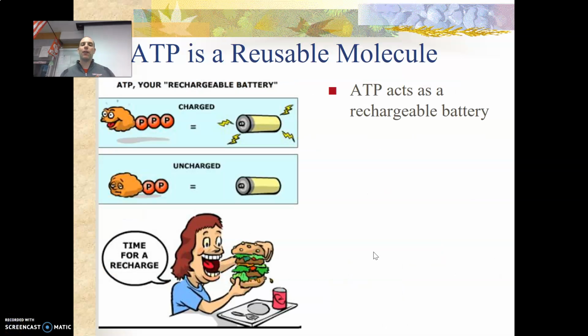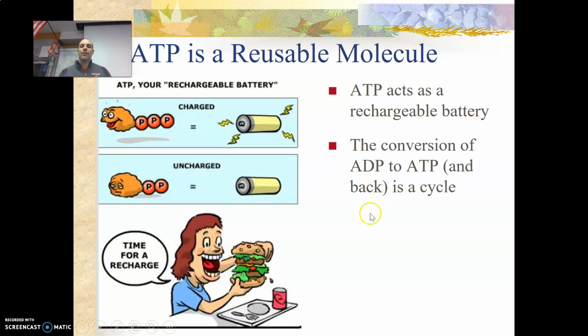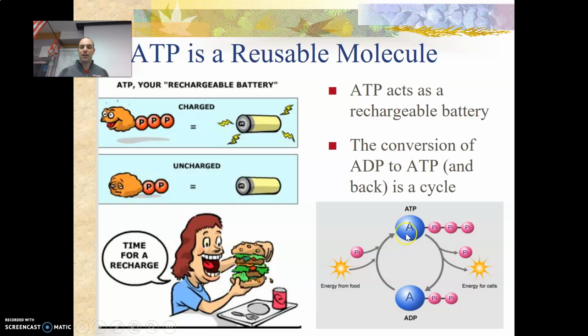Okay, ATP is a reusable molecule. And you'll see here that we've got our 3-phosphate, meaning that we have a charged battery. When we have our 2 phosphates, it's uncharged. It's not fully charged, so we have to recharge it. The conversion of ADP to ATP is a cycle. So once we get to the 2 phosphates, we're going to have to regain a phosphate and start all over again. And you see it here. We've got ATP with 3 here. We lose one, we've got ADP. We eat some food as energy, we gain another phosphate. Now we've got a full ATP molecule. Then we're going to use it, and so forth. It's going to continue to do that cycle.